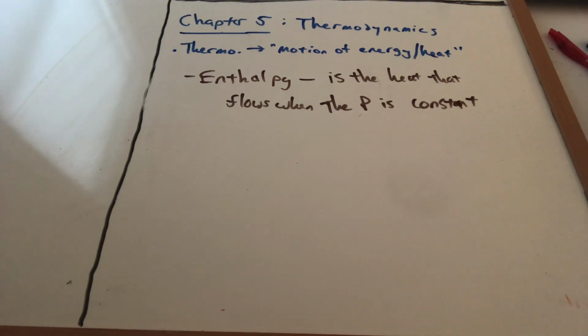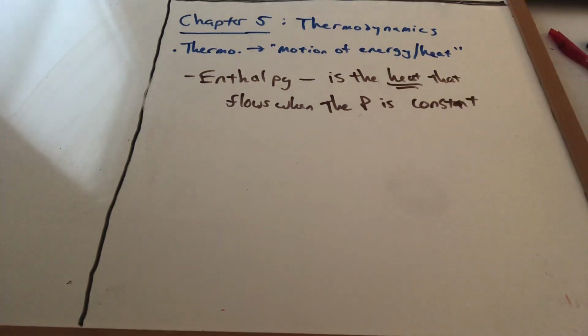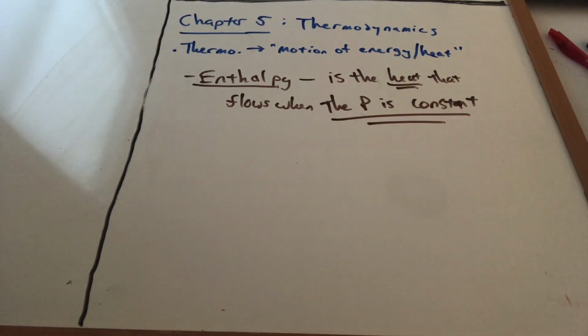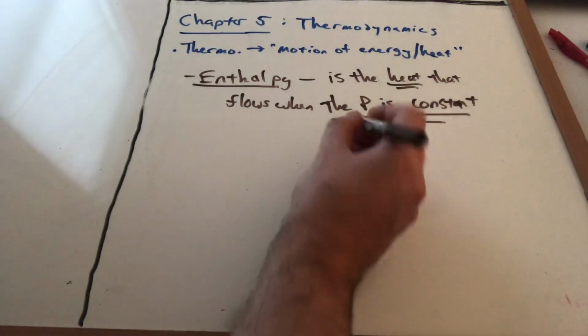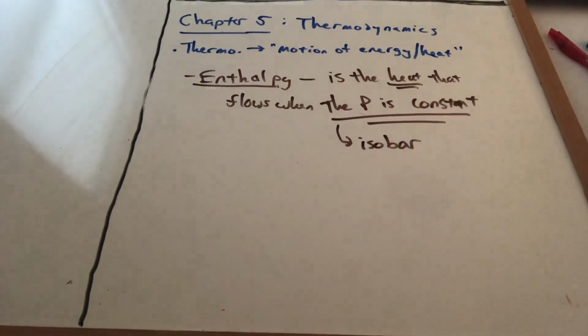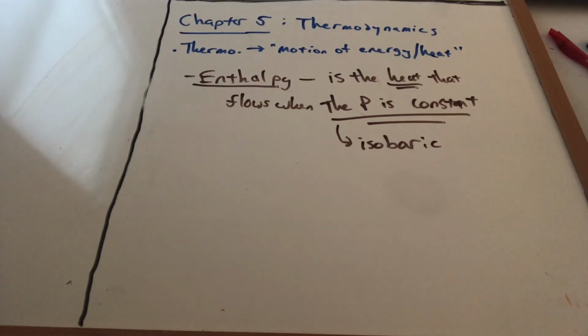Now, why is this so important for us as chemists? Well, we already know that heat's important to us, and enthalpy is equivalent to heat if the pressure is constant, right? Now, if the pressure is constant, we call those situations isobaric. And you might have heard of isobars on maps, regions that have the same pressure. A constant pressure means that it's isobaric, right? The process is isobaric. Most reactions that we do in the laboratory are done open to the atmosphere.